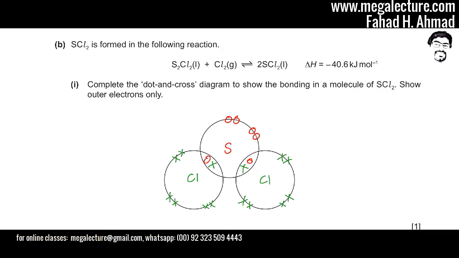4 electrons are left behind. Chlorine is in group 7. It shares 1 electron. 6 electrons are left behind. This one is also sharing 1 electron, so 6 electrons are left behind.